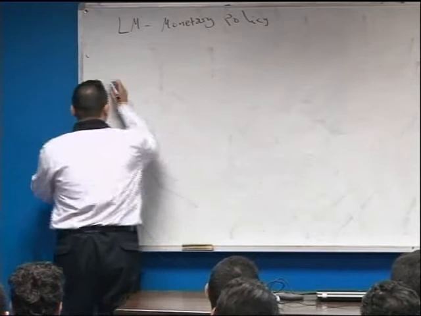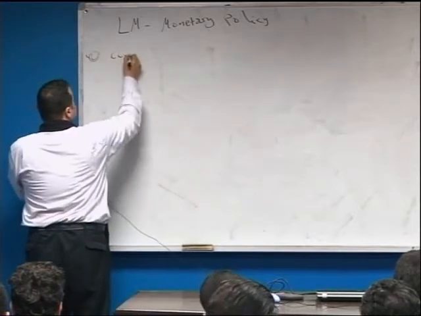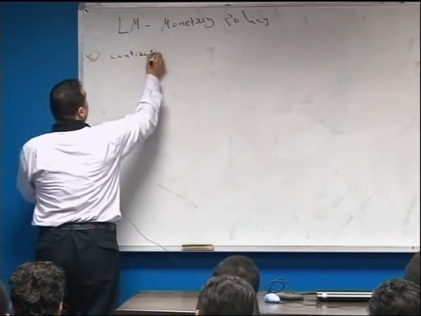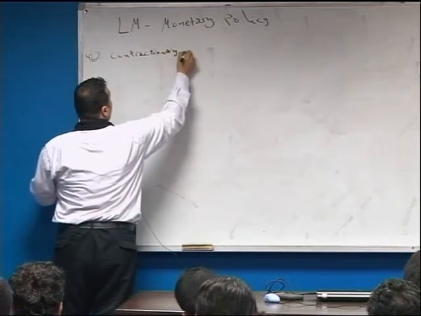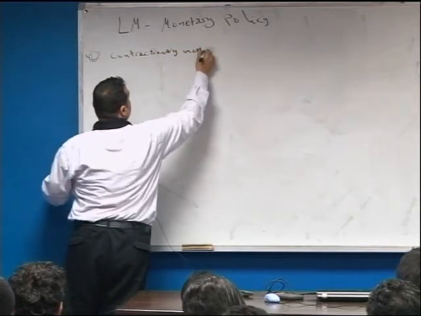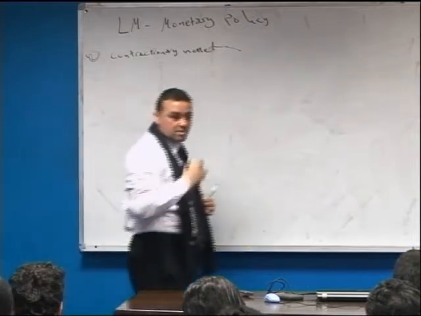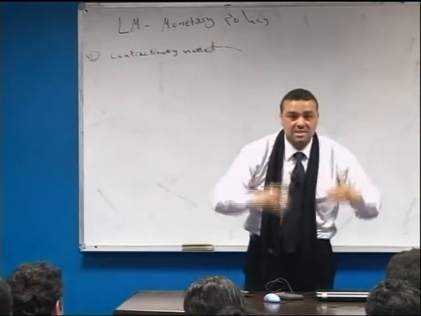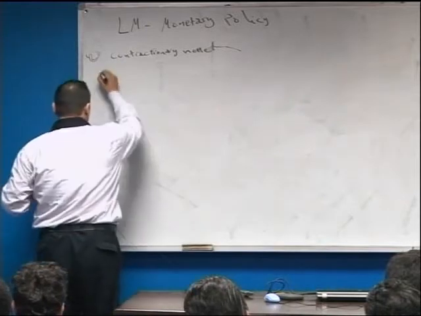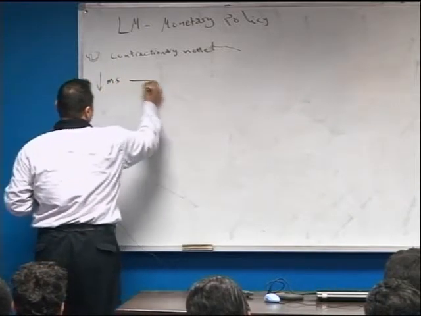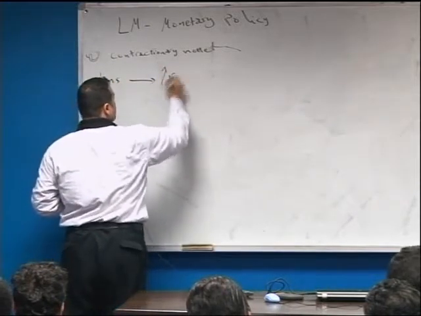So number 2, contractionary monetary policy. Contractionary monetary policy means decreasing the money supply. So the decrease in money supply leads to what? An increase in the interest rate.